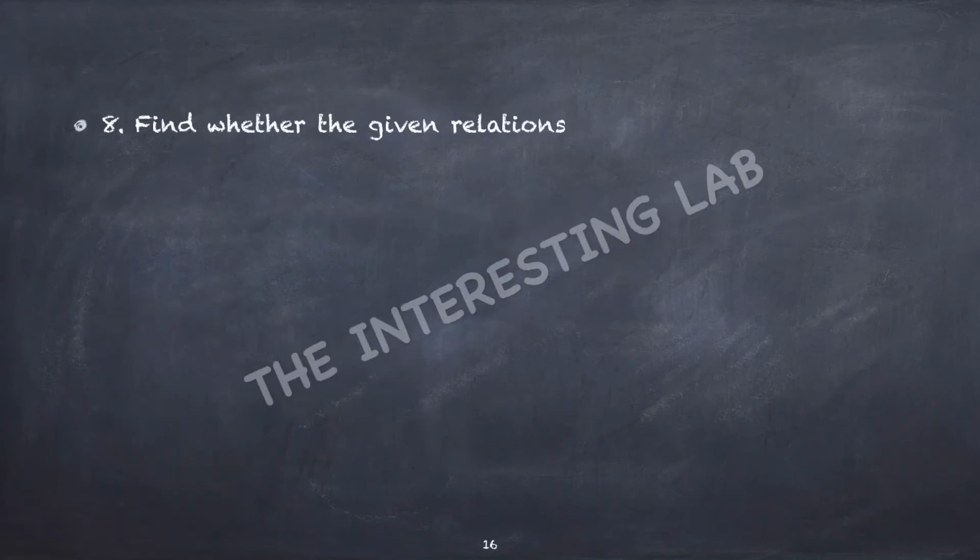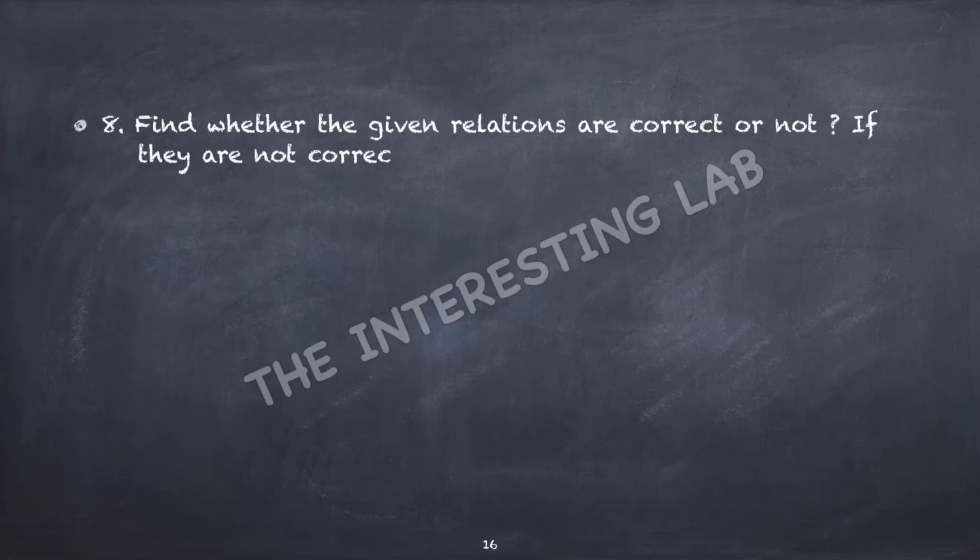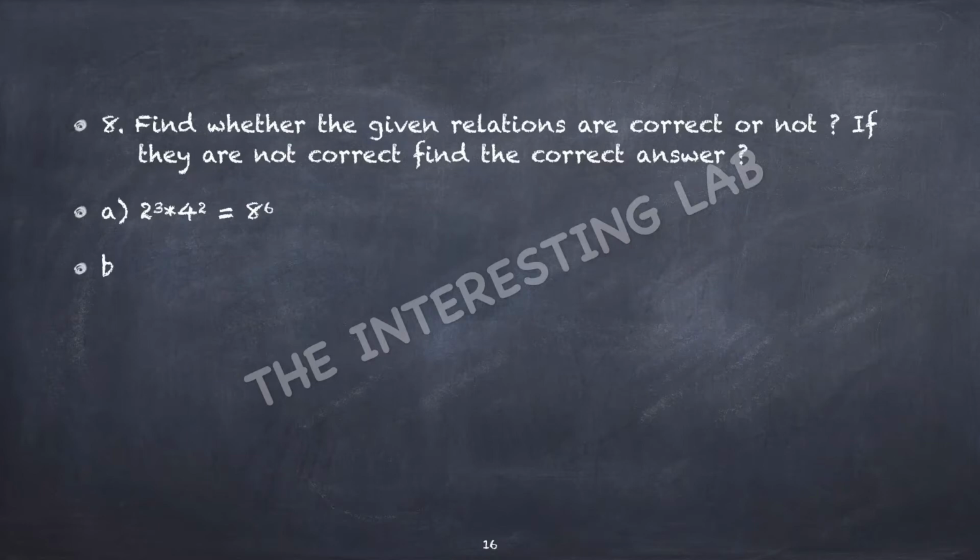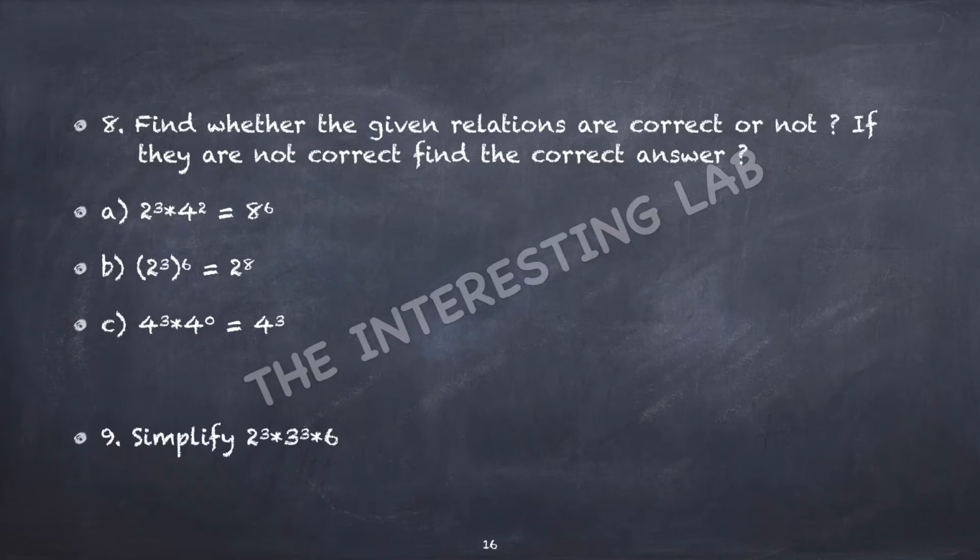8. Find whether the given relations are correct or not. If they are not correct, find the correct answer. A. 2 cube times 4 square equals 8 power 6. B. 2 cube whole power 6 is equal to 2 power 8. C. 4 cube times 4 power 0 is equal to 4 cube. 9. Simplify 2 cube times 3 cube times 6 cube in exponential form and give reasons.